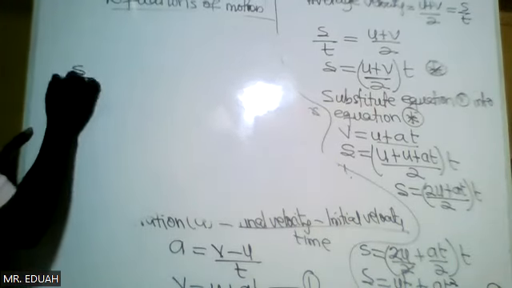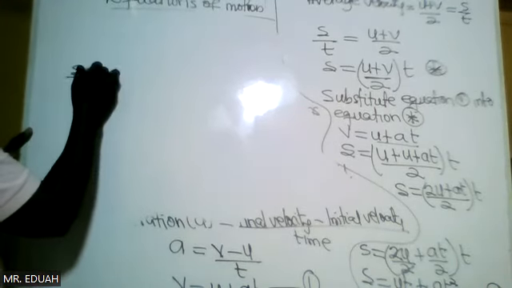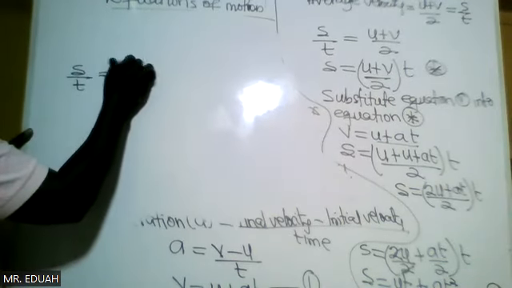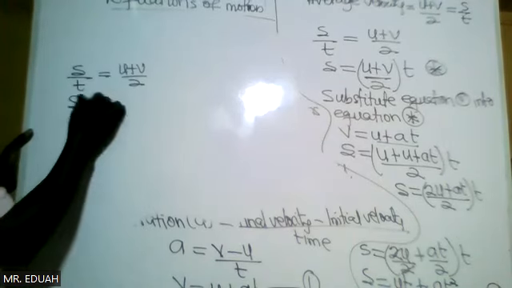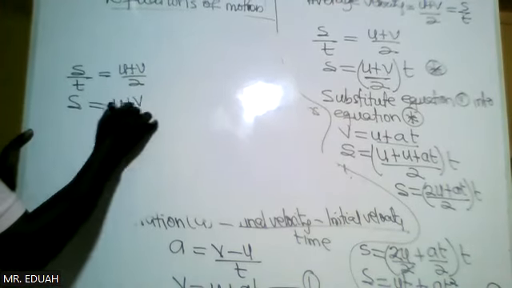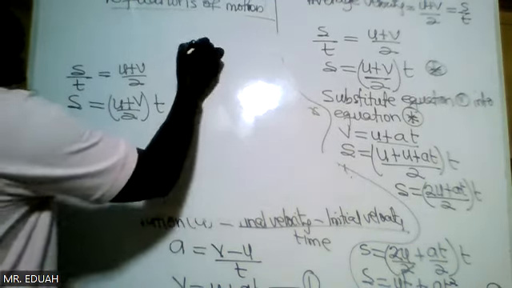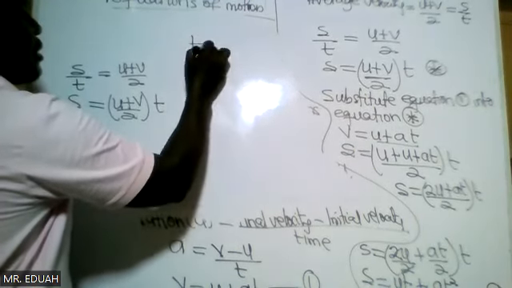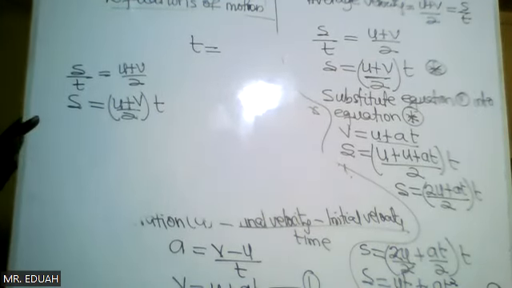Still, average velocity is equal to total distance over total time, and it's also equal to U plus V over 2. When you multiply through by T, from equation 1, make T the subject. Help me make T the subject in equation 1. Callum, help me make T the subject from equation 1.